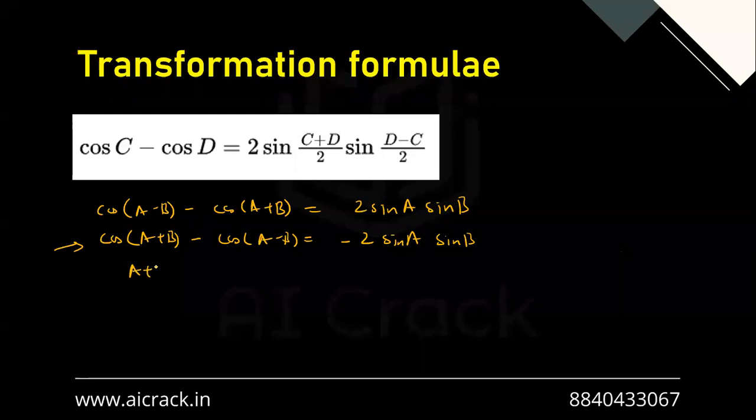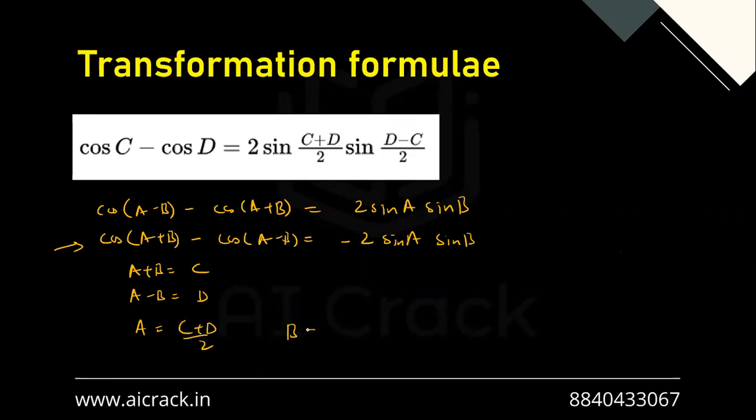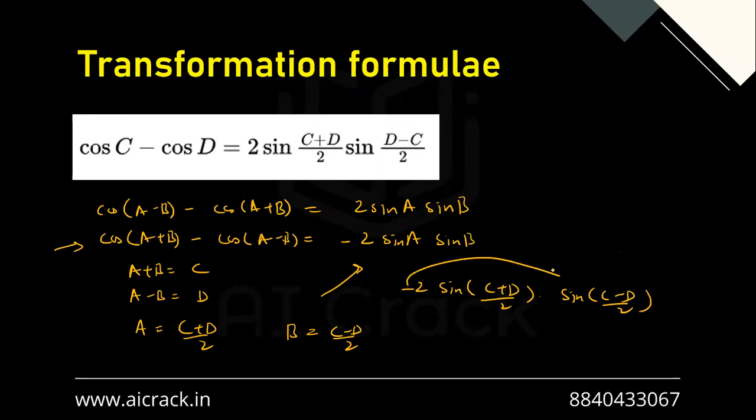Let's say we are again using a plus b equals c and a minus b equals d, making it cos c minus cos d. Now what we'll get over here is a equals (c plus d)/2 and b equals (c minus d)/2. Now we'll plug in: minus 2 sine of (c plus d)/2 sine of (c minus d)/2. Now use this minus sign over here: 2 sine of (c plus d)/2 dot sine of (d minus c)/2.